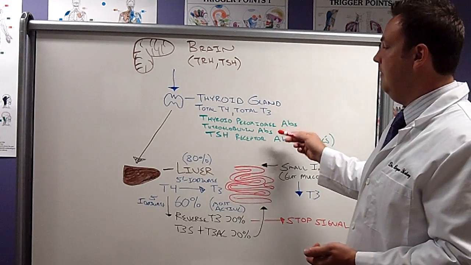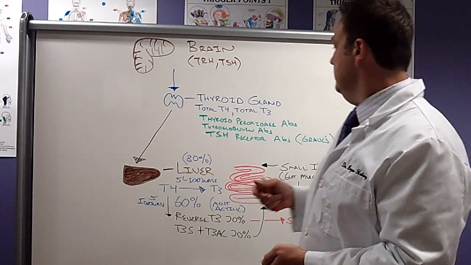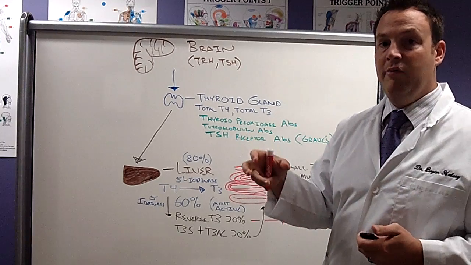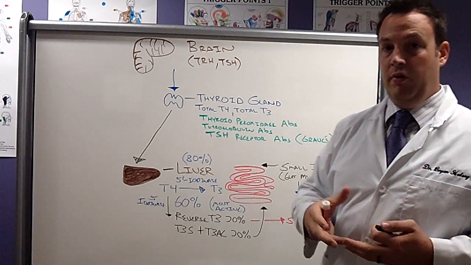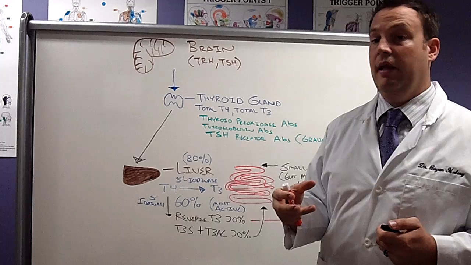As well as we could have thyroglobulin antibodies. This is a little protein that binds to thyroid hormone within the thyroid gland and scoots it around the thyroid gland itself. So if we're destroying the protein, then we have nothing to bind the thyroid hormone to within the thyroid gland.